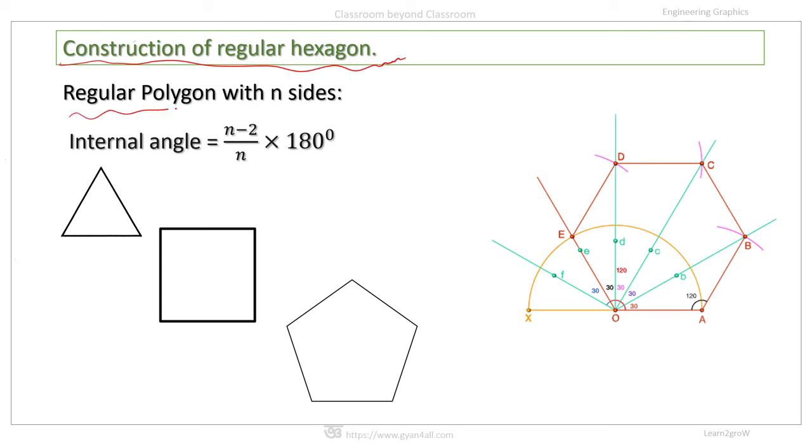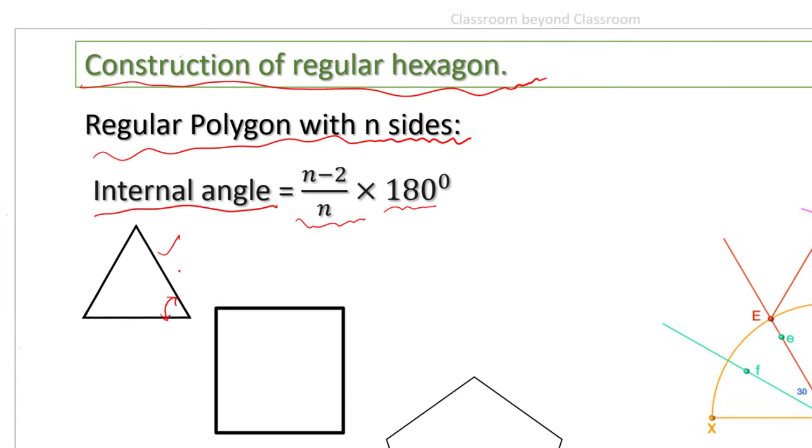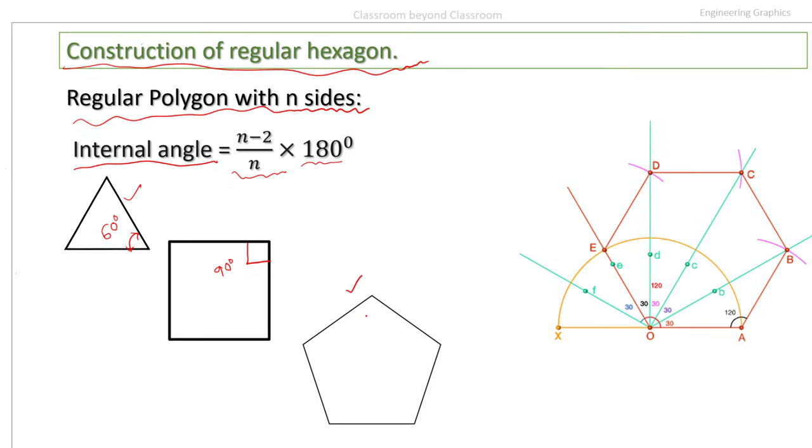For a regular polygon with n number of sides, the internal angle is (n minus 2) divided by n, multiplied by 180 degrees. So for a triangle, if it is a regular polygon, then n is equal to 3, so the internal angle is 60 degrees. For a square, which is a regular polygon again, n is equal to 4 and the internal angle is equal to 90 degrees. For a pentagon, n is equal to 5.